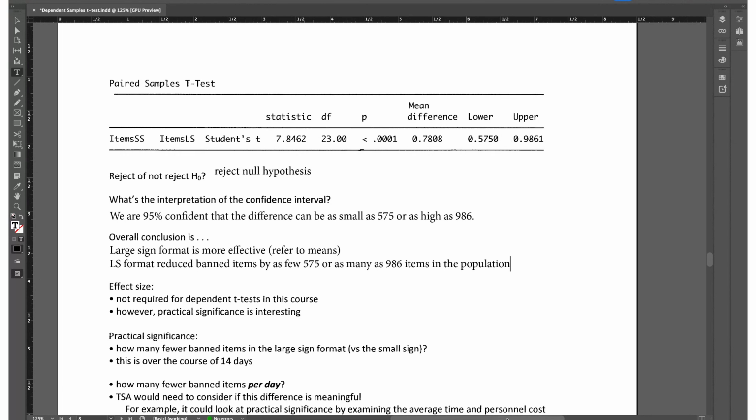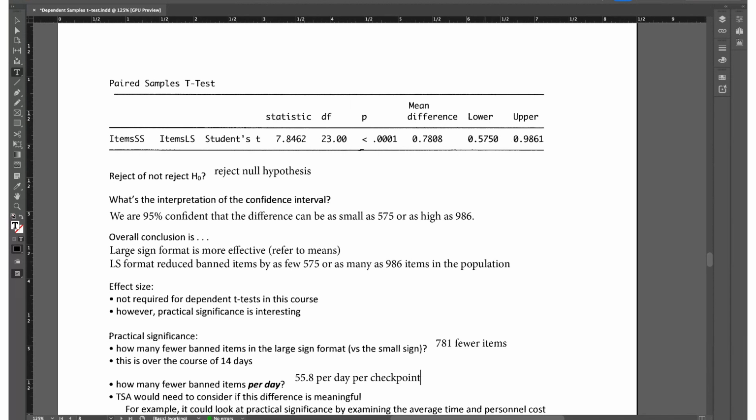All right, so next topic is the effect size. So we don't do that for the dependent samples t-test, but we can still look at the practical significance, which could get pretty interesting. So in this case, how many fewer banned items in the large sign format versus the small sign? Well, let's look at the mean difference right here. So in thousands, so it actually resulted in 781 fewer items. Over the course of 14 days, we're talking 55.8 per day per checkpoint.